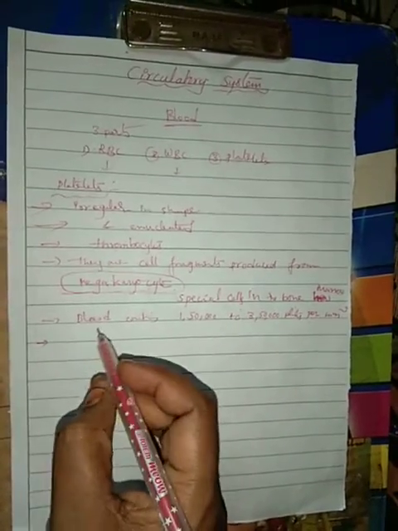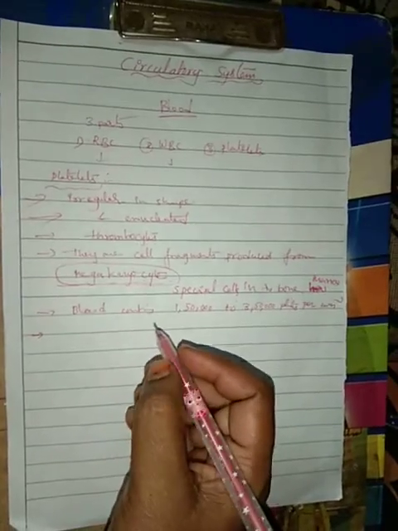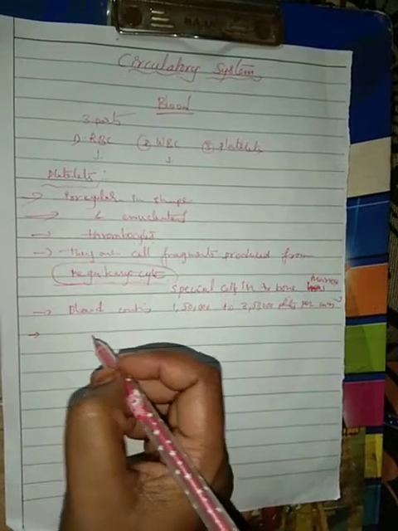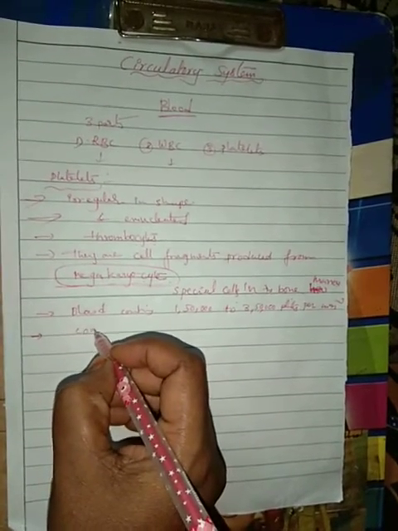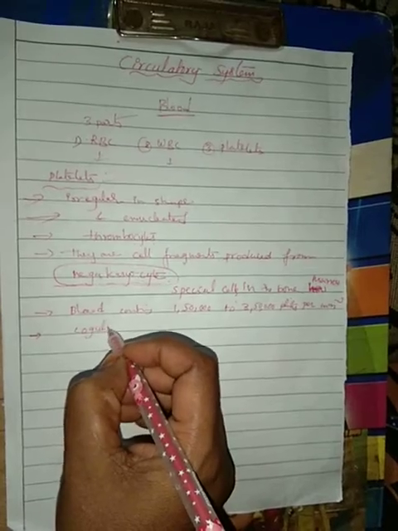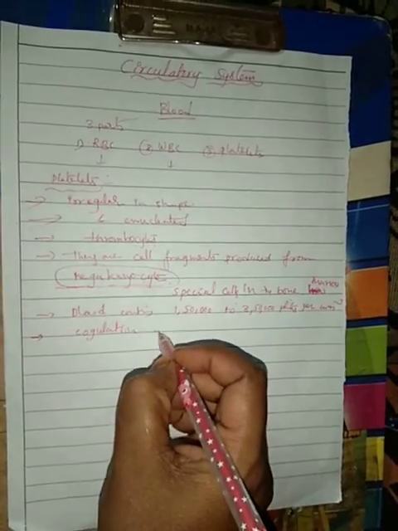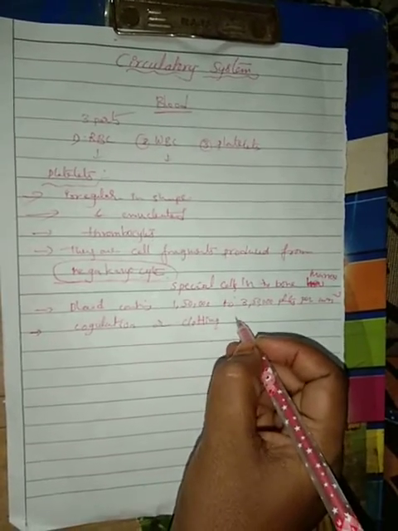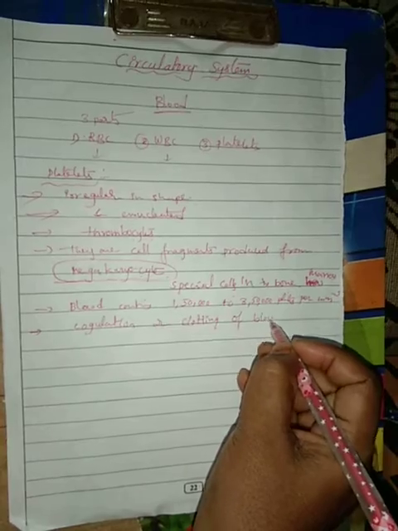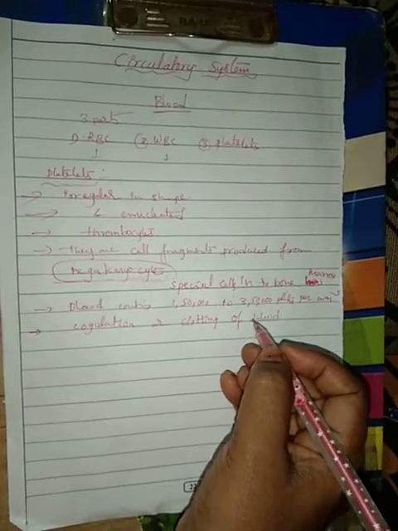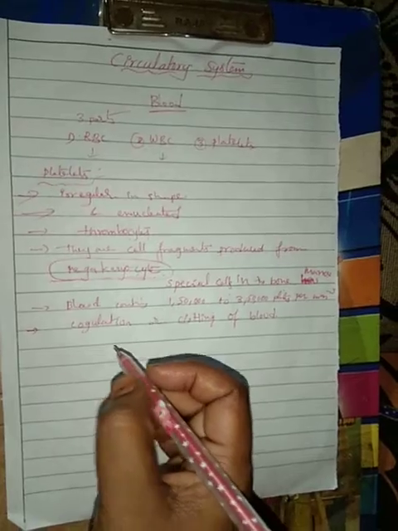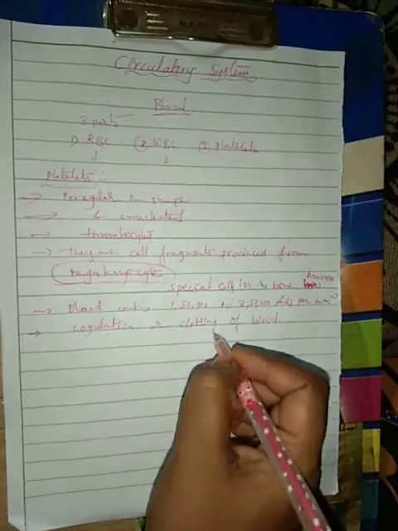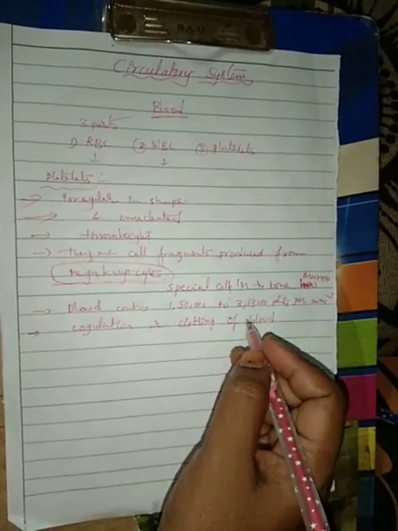Next, the platelets can release a variety of substances, most of which are involved in the coagulation or clotting of blood. Coagulation or clotting of blood. So very important thing.